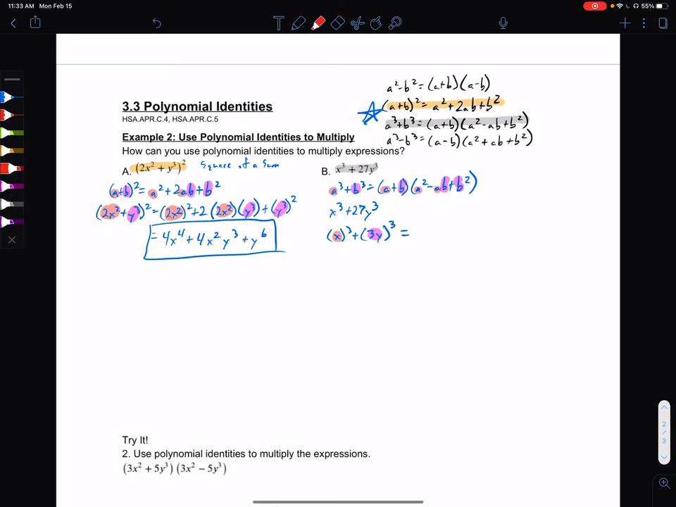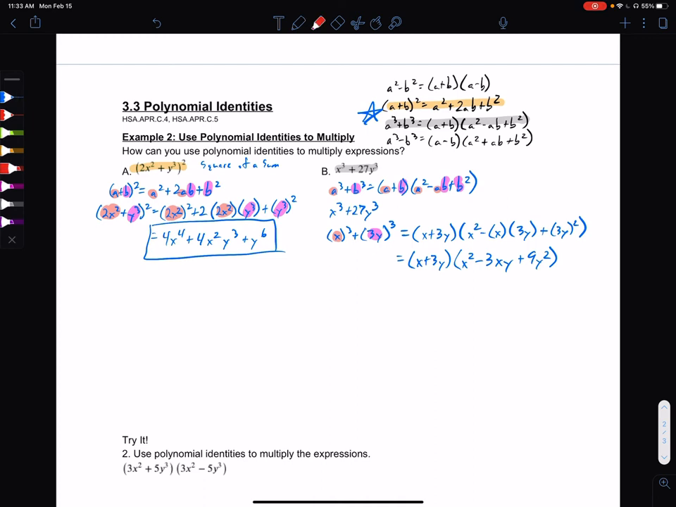Let's just color code everything like I always do. So we would have a plus b, which is x plus 3y. Then we're going to have x squared minus x times 3y plus b squared, which is 3y squared. So we do need to simplify parts of this. So we'll have x plus 3y times x squared minus 3xy plus 9y squared.